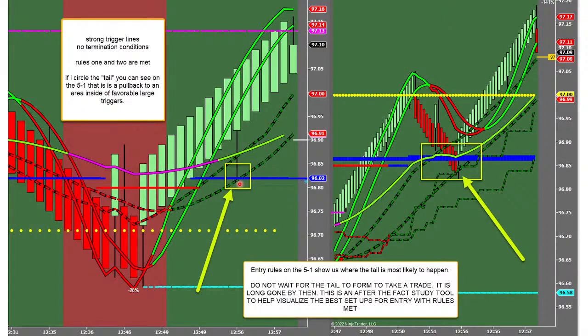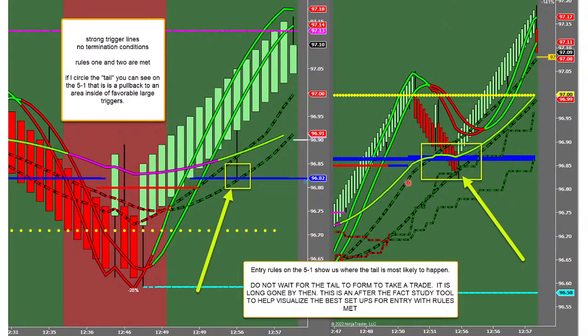The easiest way to study this isn't to take a trade. The easiest way to study this is to scroll back on your large chart, to look for the rules being met. Look for that momentum. Make sure that it hasn't hit the next line. And if you see one of these tails, guys, this tail is actually the pullback on a small chart. Circle it. And if it lines up with areas inside of favorable large triggers or inside of triggers, guys, you have a trade.